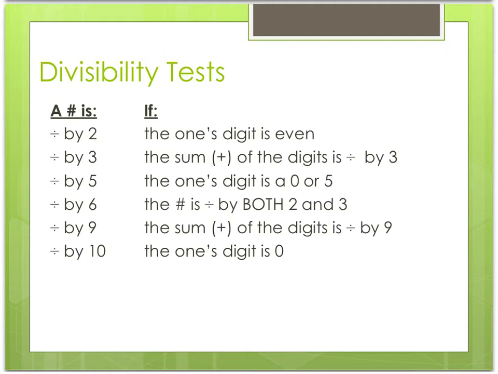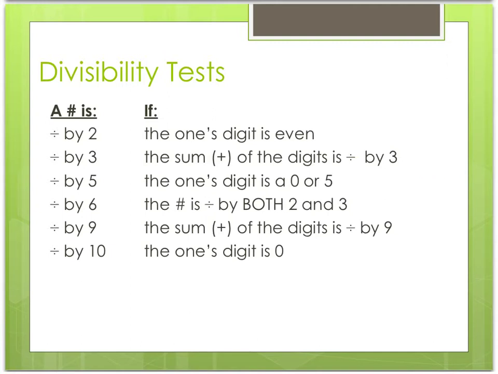But another example, if I have a number like 39, 3 plus 9 is 12. Is 12 divisible by 3? Yes. Therefore, 39 is divisible by 3. So, one example and one non-example of how that rule applies.